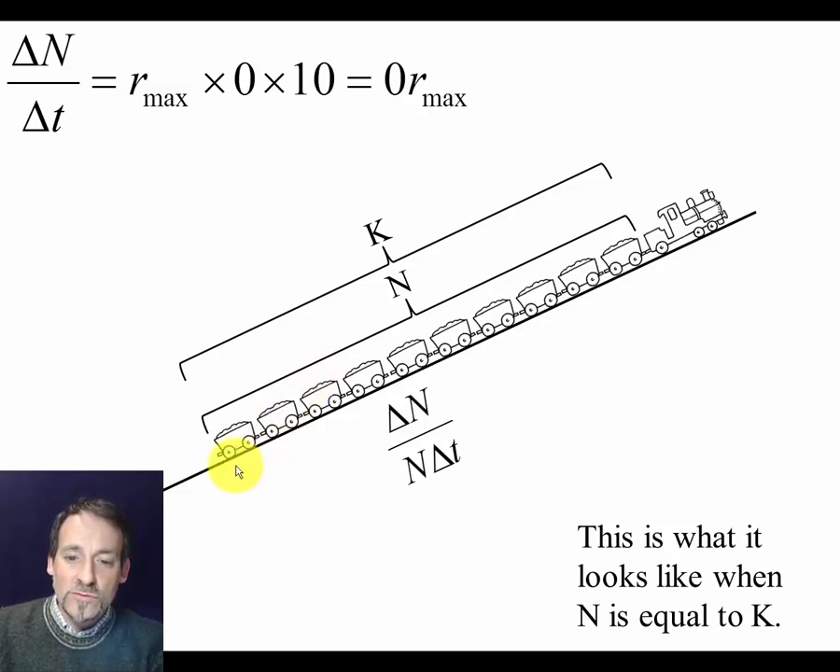Whether you're talking about how rapidly the individual train is moving or how rapidly it delivers freight, when N is equal to K, the train stops. Its growth, the population growth, whether you're talking about per capita or the whole population, drops to 0.